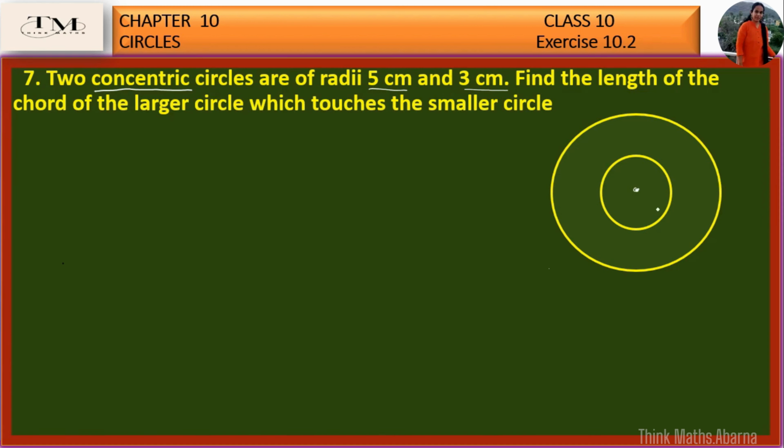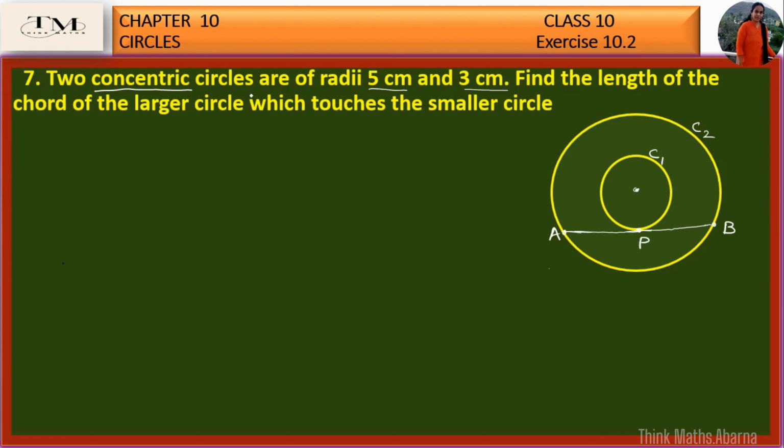Let us name the smaller circle as C1 and the larger circle as C2. The larger circle C2 has a chord which touches the smaller circle. Let me draw the chord. What do you mean by chord? A chord need not pass through the center, and it touches the circle at 2 points. Now AB is the chord, and it touches the small circle C1 at P.